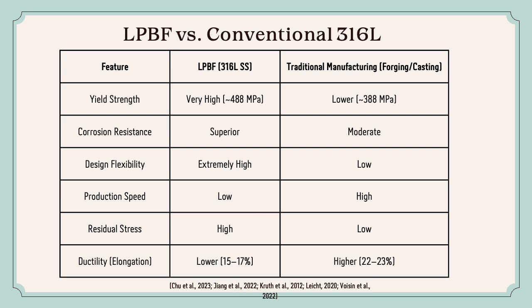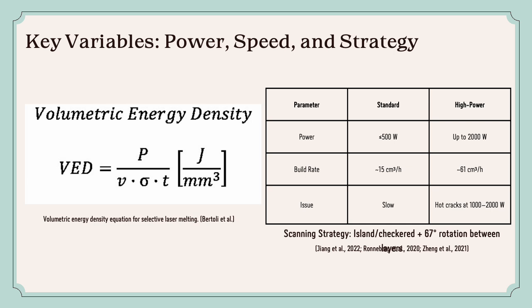best balance of properties. The performance of LPBF depends strongly on several processing parameters, including laser power, scanning speed, and scanning strategy. These parameters are often combined into a quantity called volumetric energy density, shown on the left. VED describes how much laser energy is delivered to a unit volume of material.